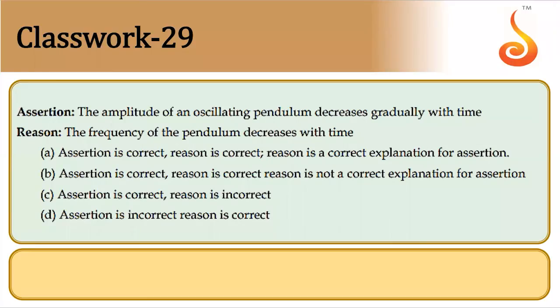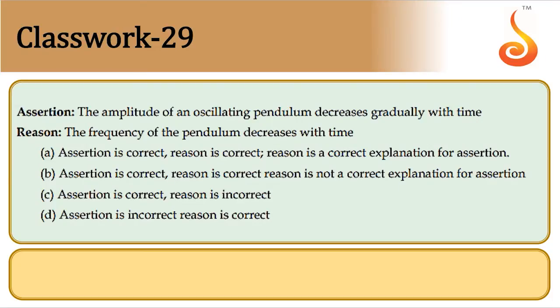So question number 29, assertion reason type question. Amplitude of oscillating pendulum decreases gradually with time. This is the assertion. Reason is frequency of pendulum decreases with time. The options: assertion is correct, reason is correct, reason is a correct explanation of assertion; assertion is correct, reason is correct, reason is not a correct explanation of assertion; assertion is correct, reason is incorrect; assertion is incorrect, reason is correct.